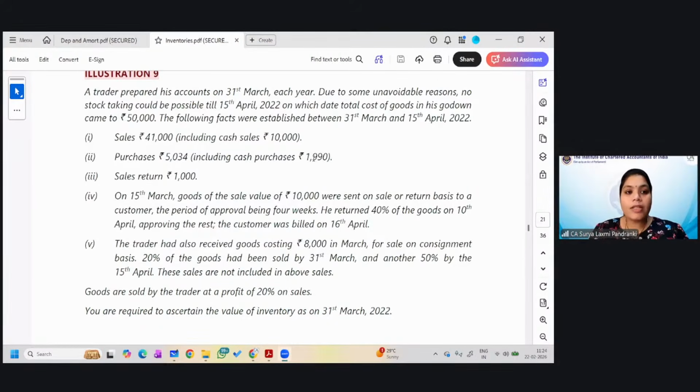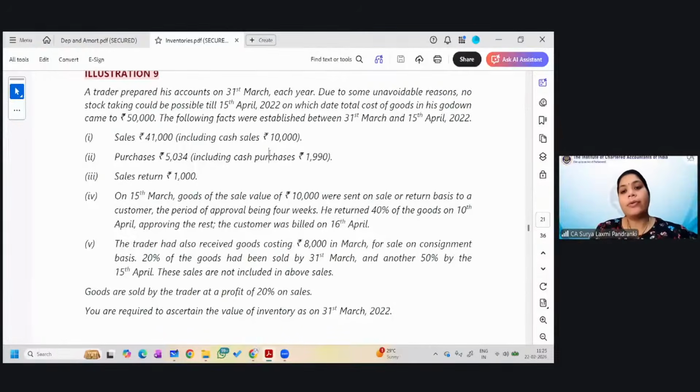Now look at this question. This is also almost the same kind of question, but the inventory taking is actually done on a different date. So how do you do the adjustments is what we are going to learn in this question. A trader has prepared his accounts on 31st March each year. So his year end date is 31st March.